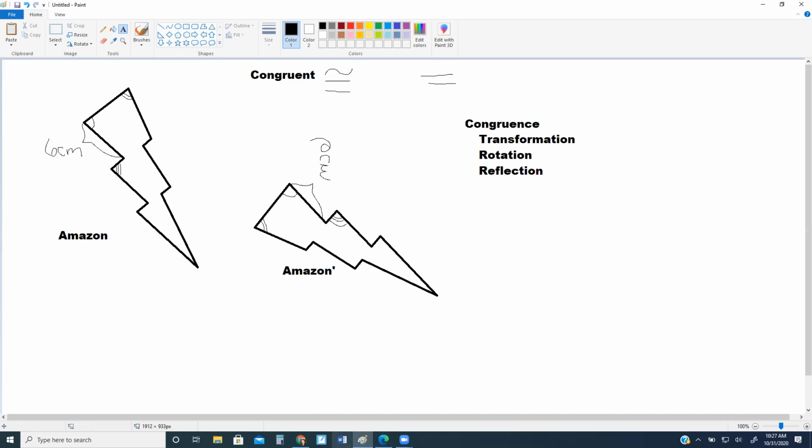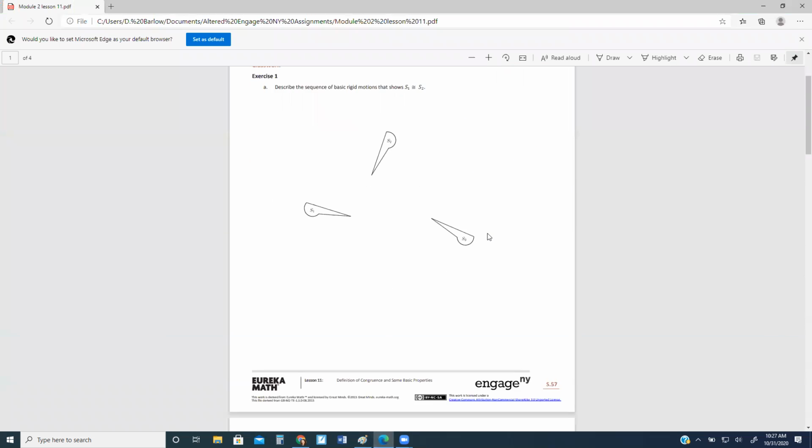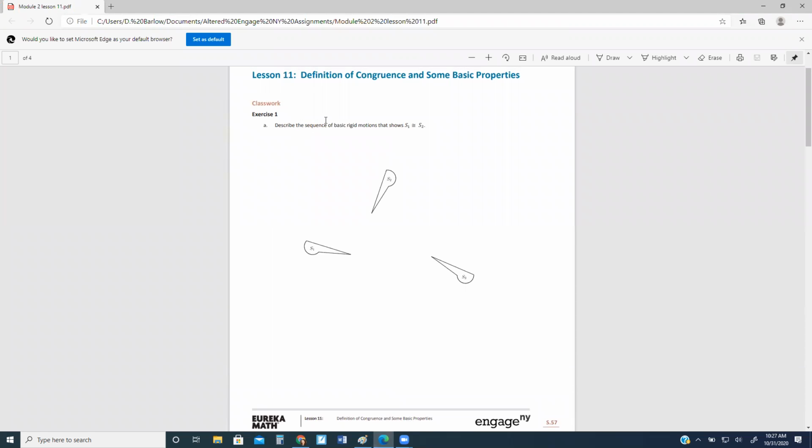So let's go over to the assignment. Let's check this out. This is your assignment. You're going to describe the sequence of basic rigid motions so that S1 is congruent (the squiggly sign means congruent) to S2. So I've got S1 here, there's S1 and there's S2. You're going to describe to me the sequence of basic rigid motions, the congruences, that take us from S1 to S2. Well, clearly I'm going to have to translate, right? Maybe they're flip-flopped from each other, so I'm going to have to reflect, and I'm probably going to have to rotate.